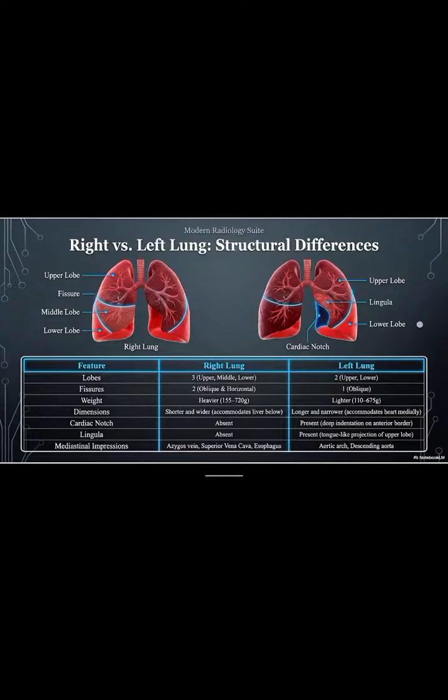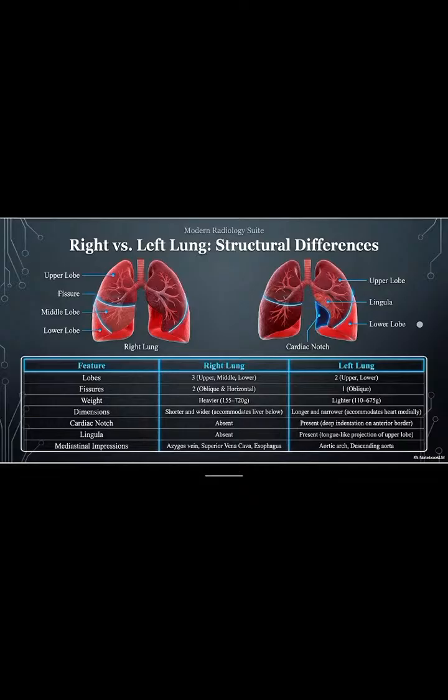So when we're talking about the mediastinal impression, we're talking about structures located in the mediastinum that make an impression. What are the structures related to the lungs? We're talking about impressions. They leave a mark in the lungs. That's what we're talking about.